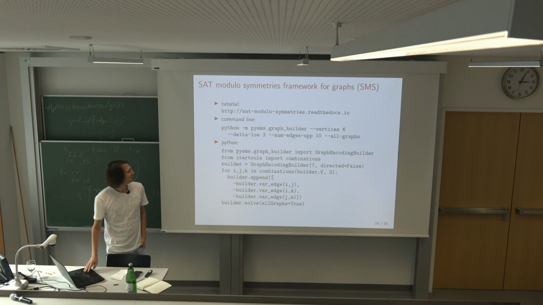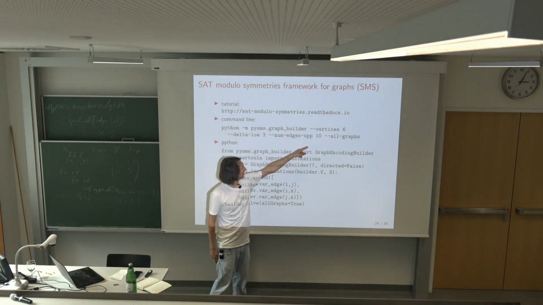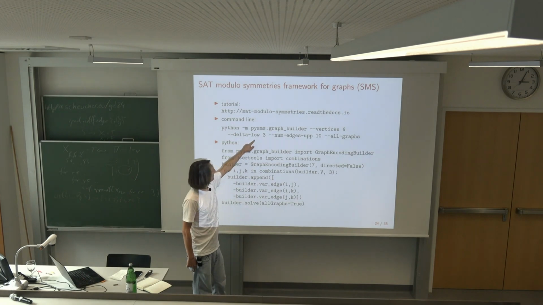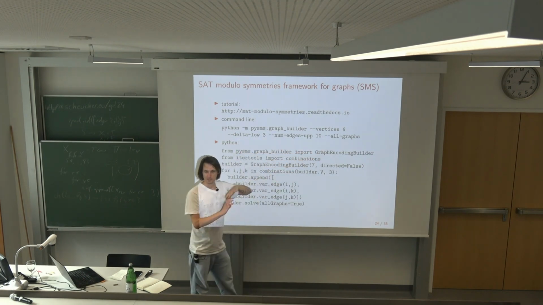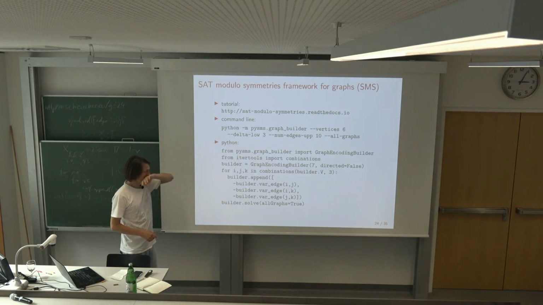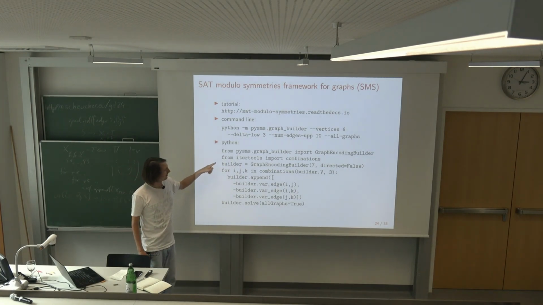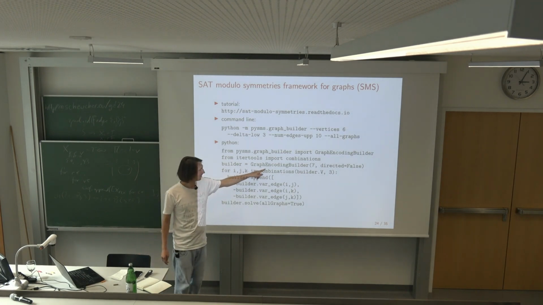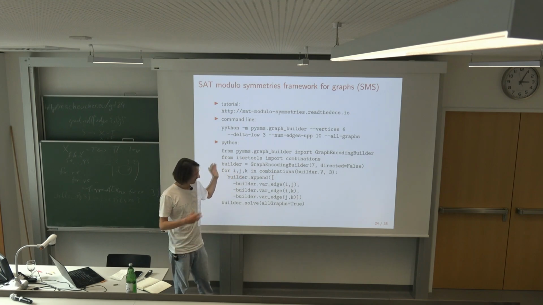And as you see here, you can say, give me 6 vertices, minimum degree 3, at most 10 edges, list all graphs. This will immediately give you what you're looking for. This is from the command line. You can use it also inside of Python, where you say, give me a graph. This makes the encoding.